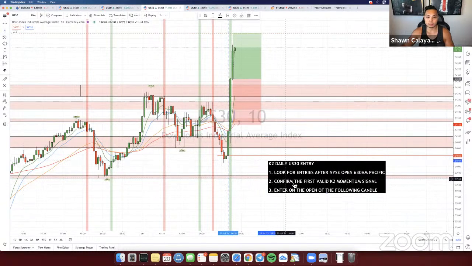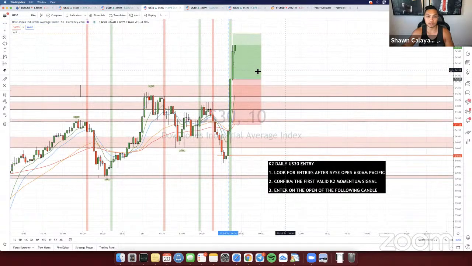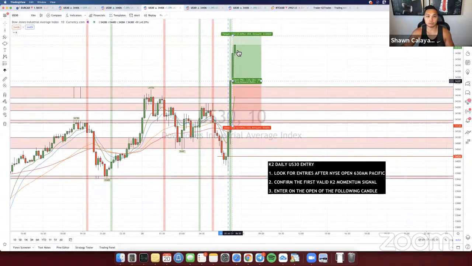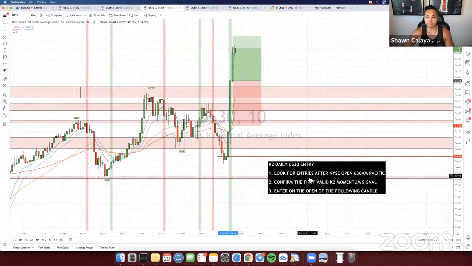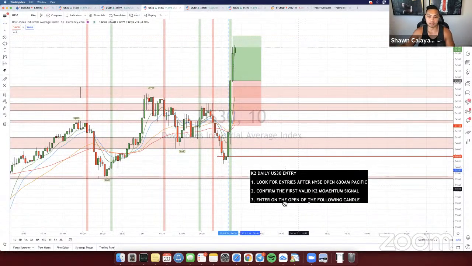The next step, you want to confirm the first valid K2 momentum signal. Right here, we have the first valid momentum signal. And then after that, you can enter on the open of the following candle. So for example, right here, if you were to take this trade, this would have been the entry, and then you would have caught the entire move up. If you guys have been around for a while, this is the strategy we used to apply, but we haven't been using it because it hasn't been available. But here we go. If this ends up hitting, it ends up hitting.